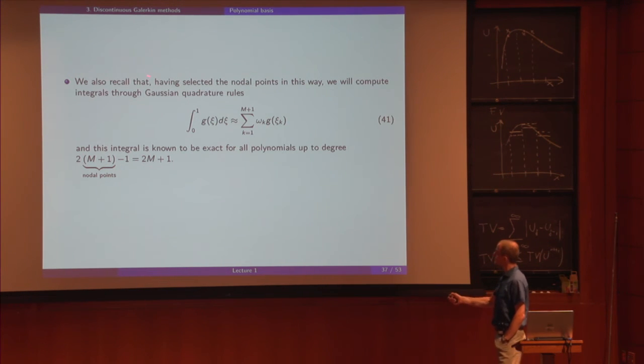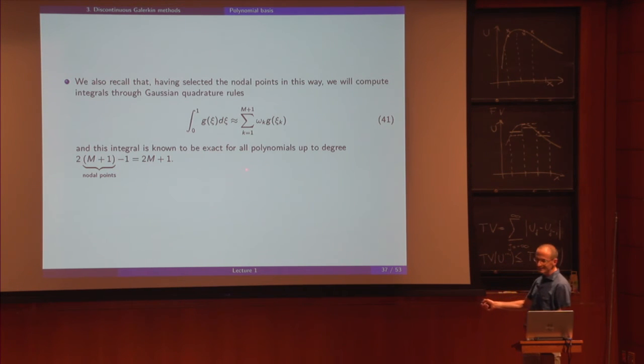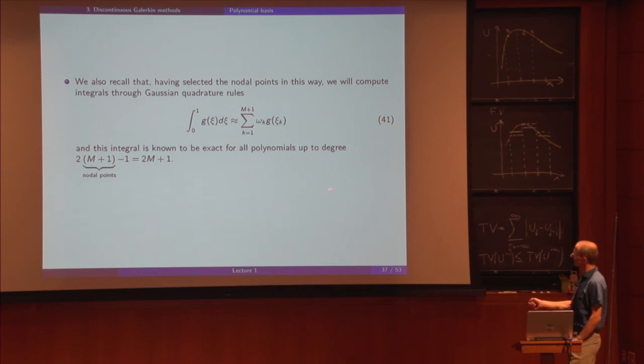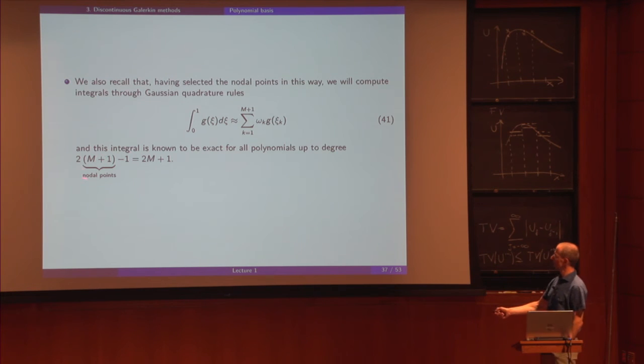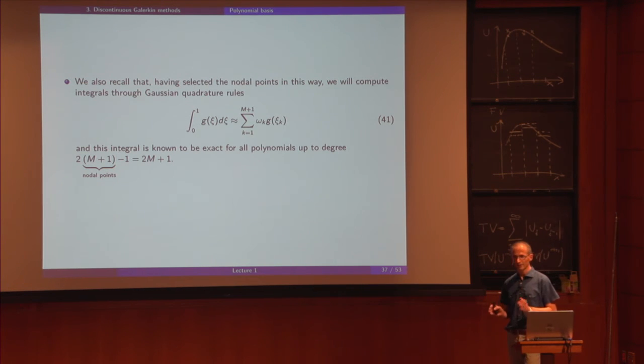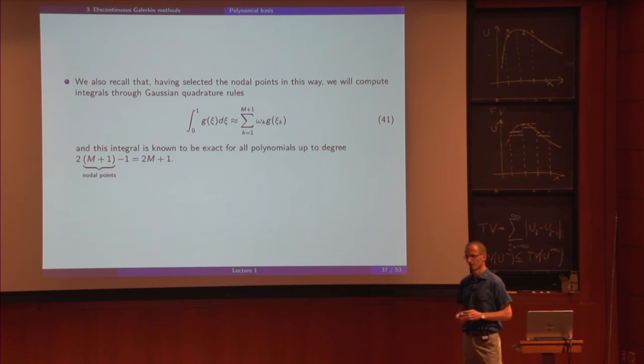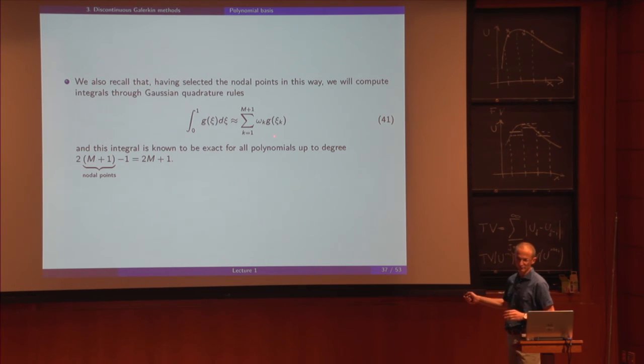Moreover, this Gaussian quadrature is known to be exact for all polynomials up to degree 2 times the number of nodal points minus 1. And this is very nice because it says that we are not losing accuracy because of this Gaussian quadrature relation. The order of accuracy is entirely dictated by the degree of the polynomial. You are not losing anything by performing such an integral.